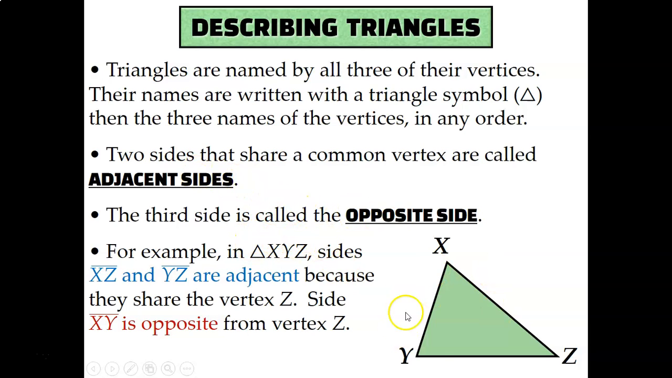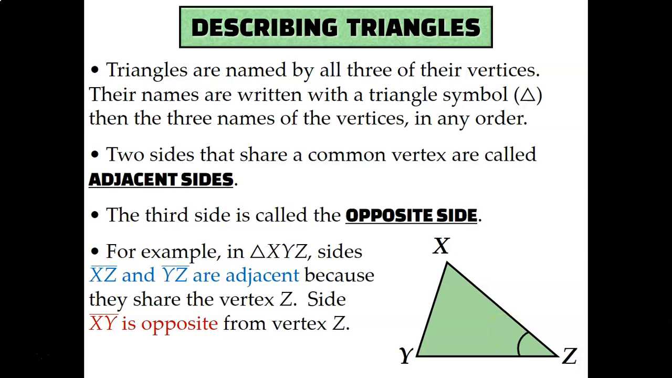Each of the sides of the triangle gets a special name depending on which vertex you're referencing. Vertex, remember, is just another name for like a corner. So X is one of the vertices of this triangle, a vertex of this triangle, because it's one of the corners. So let's say, for example, that we were talking specifically about angle Z.